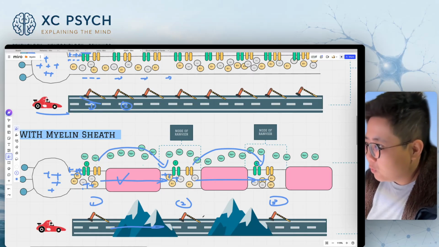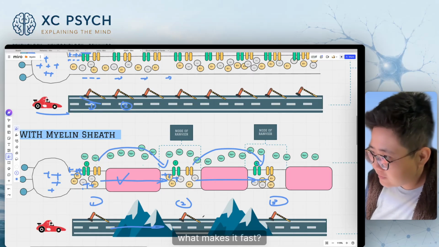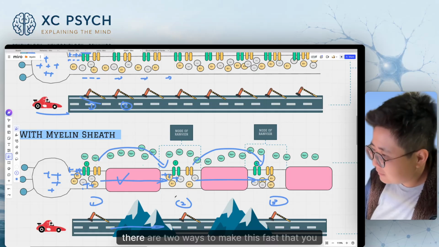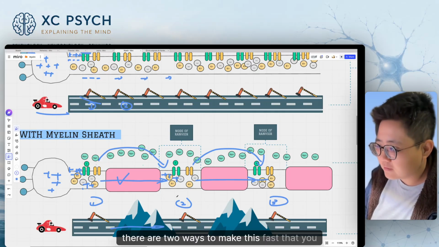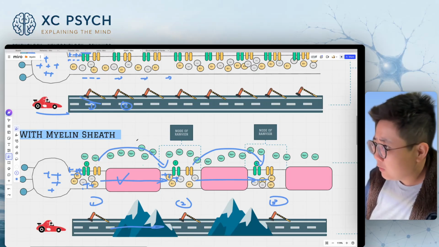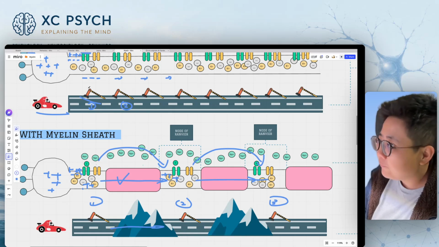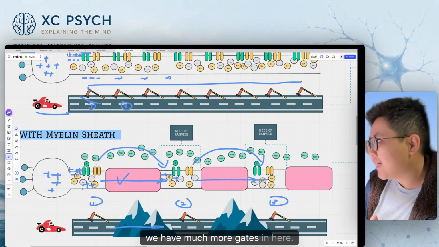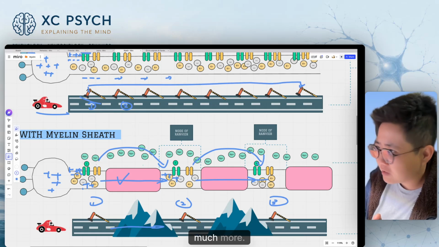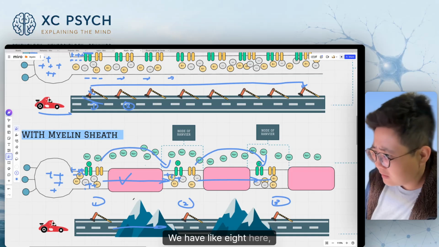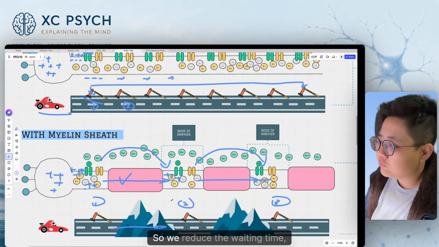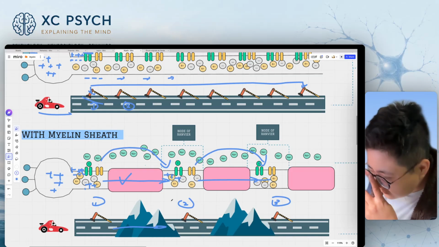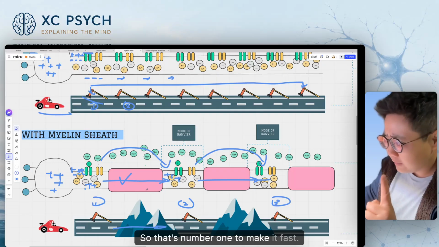Now, what makes it fast? Well, there are two ways to make this fast. One, if you look up, we have much more gates in here. Much, much, much more. We have like 8. Here we only have 3. So we reduce the waiting time, right? So that's number 1 to make it fast.